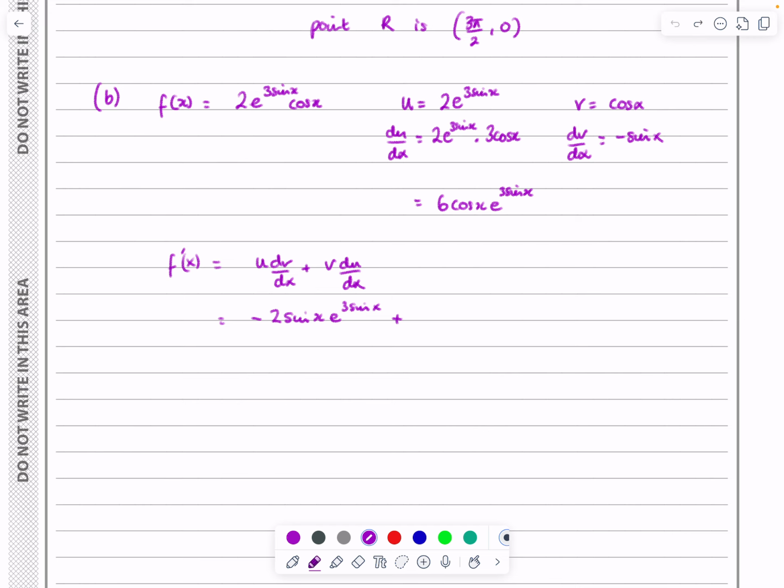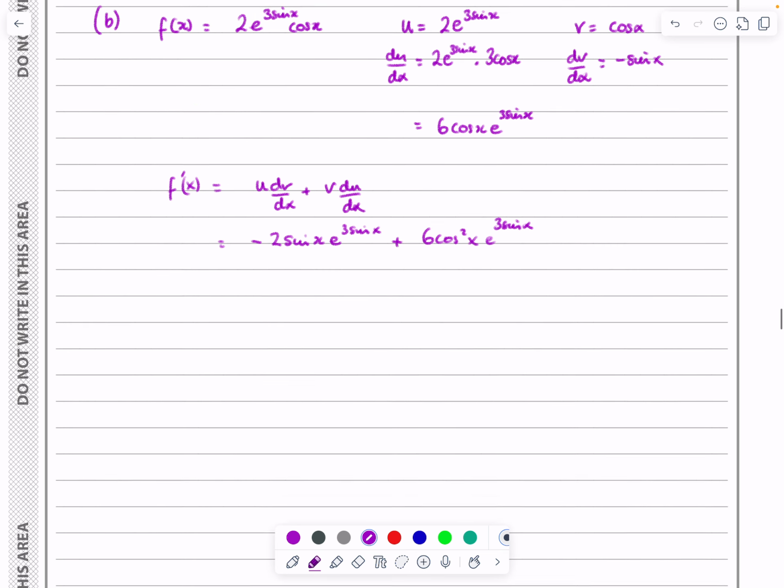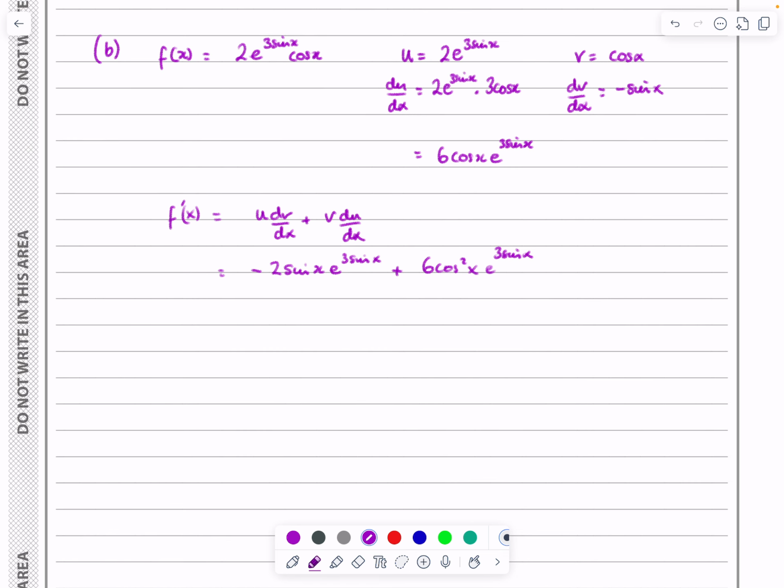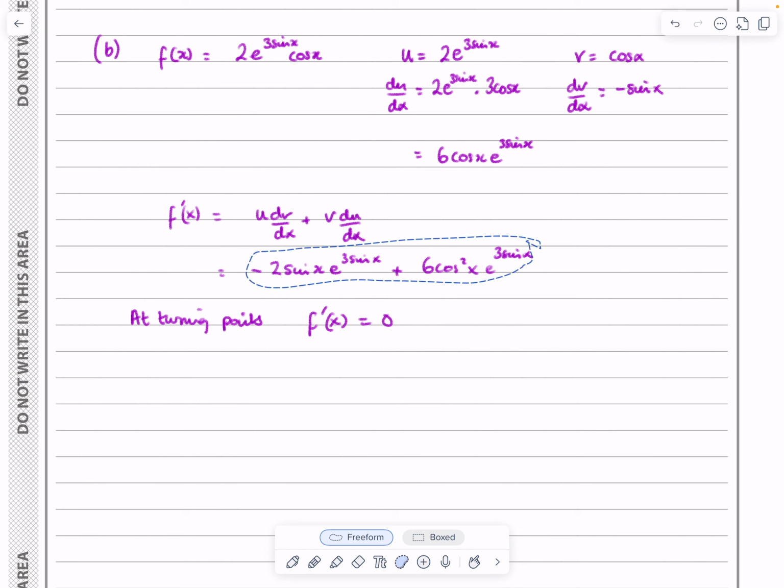But what I am looking at is I've got cos x and cos x there, so I'm going to call that cos squared x when I'm multiplying them together. So I get plus 6 cos squared x e to the 3 sine x. Now remember what we're doing. The whole point about getting f dash x was to then say we want turning points. So at turning points, f dash x equals 0, and so that means I'm going to get all of this thing equals 0.